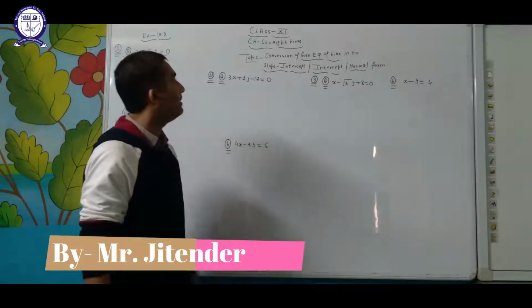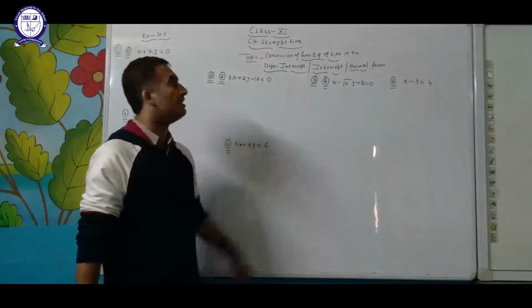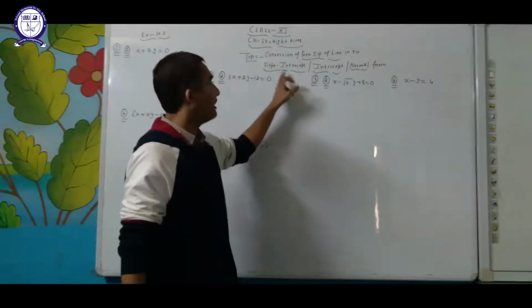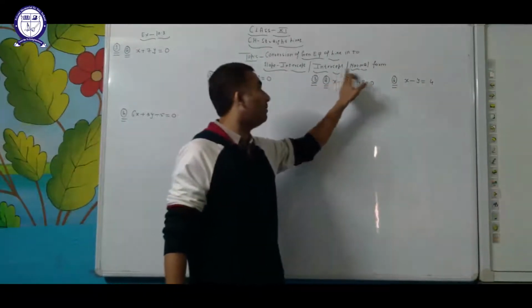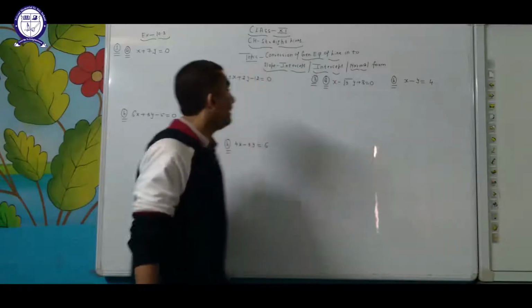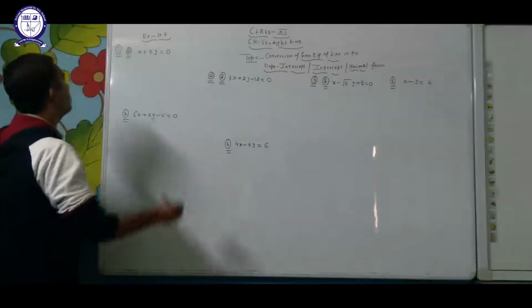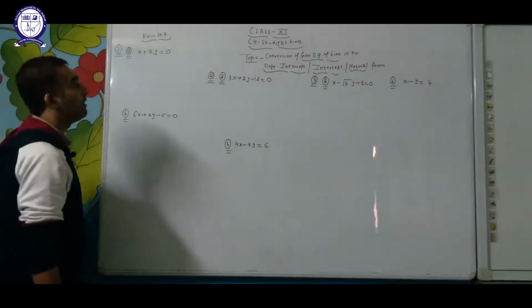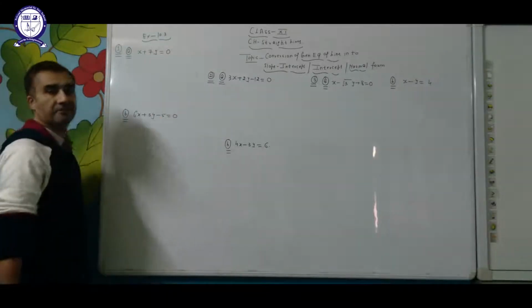Today our topic is the chapter straight line, and the topic is conversion of the general equation of a line into slope intercept form, into intercept form and into normal form. Let us see with some questions. First of all, we have a general equation of a line. We are going to convert your first question into slope intercept form.